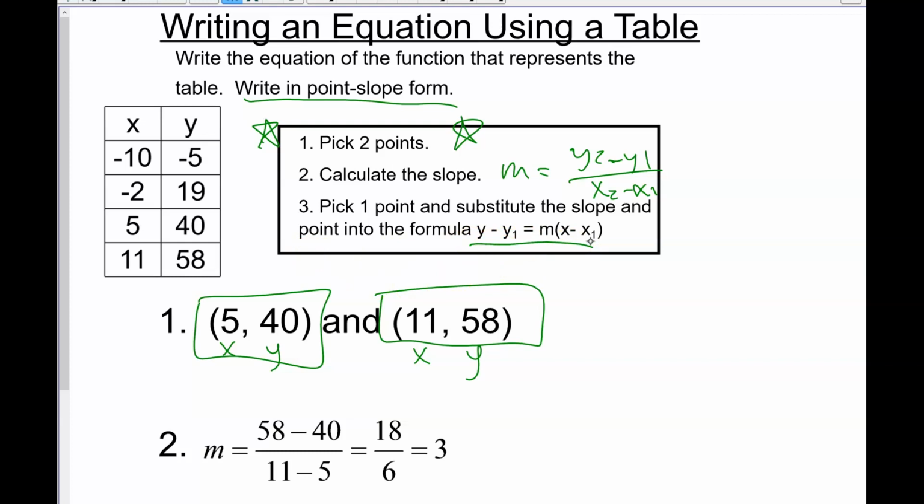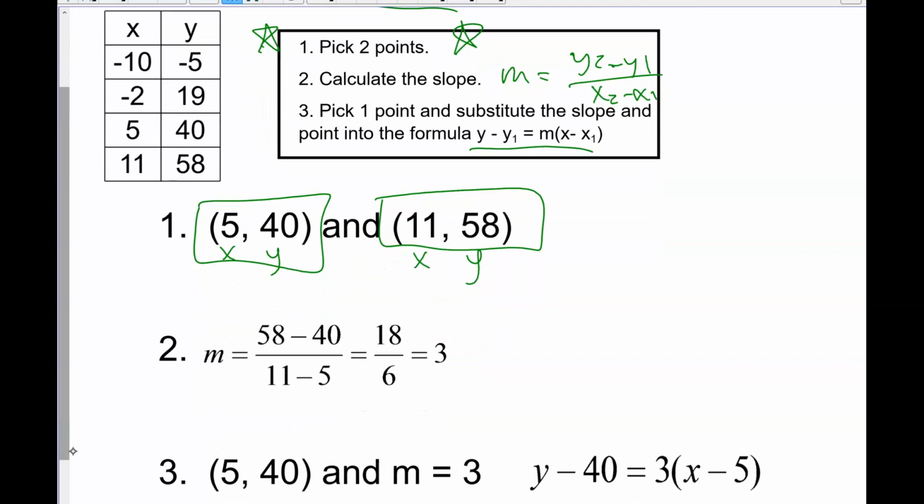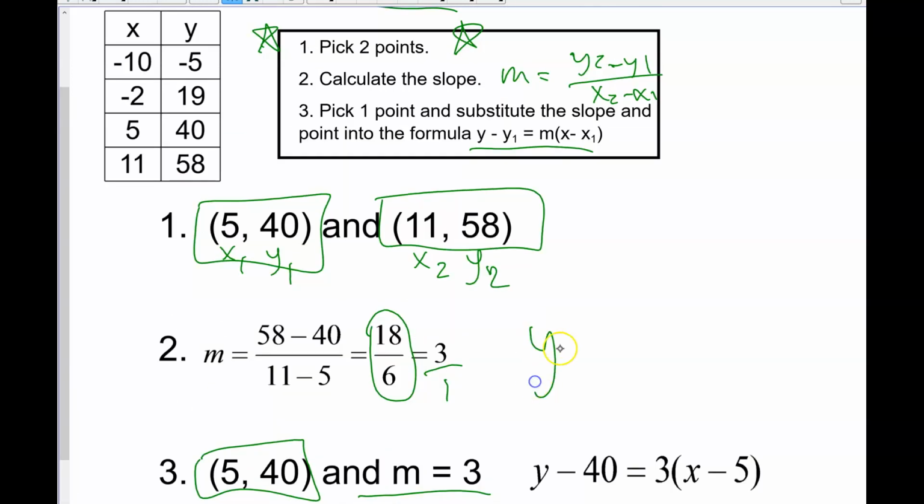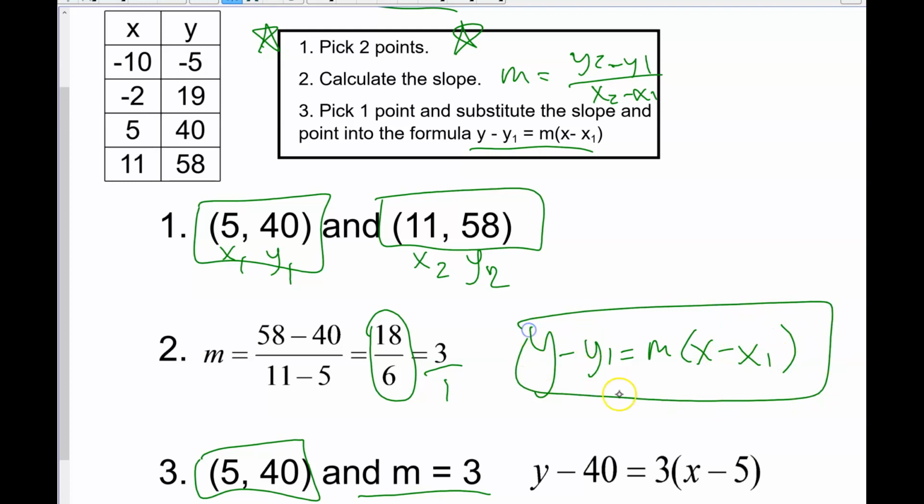So in this example, what they did was they found their slope by taking 58 minus 40 to get 18 over 11 minus 5, the change in your x's, if this is x1, y1, x2, y2, okay? So they get 18 over 6, which can be simplified to 3 or 3 over 1. Then they plug in, they're using the point (5, 40) and the slope of 3. They plug that into your formula here. Remember, it's y minus y1 is equal to your slope, times the quantity of x minus x1. And that's what they do right down here.